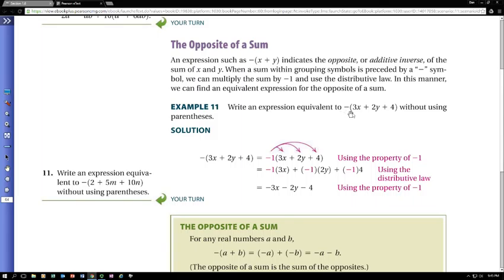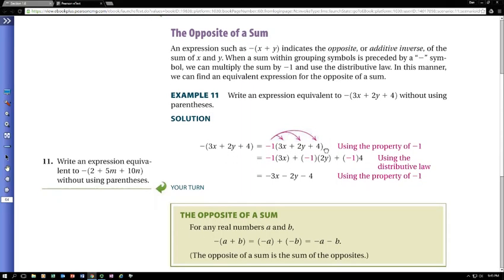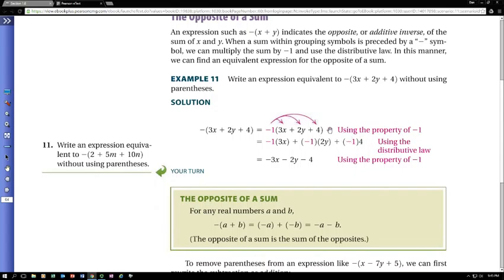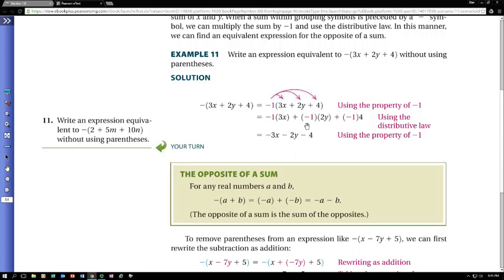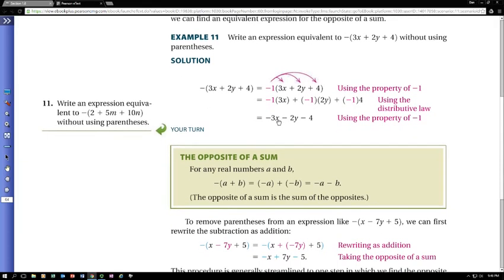So when we see a negative of a parentheses, you should put in there negative 1 times whatever's inside, which sets up this property of negative 1. That means I can distribute that, and I'd end up with negative 1 times each term in that addition, and I'd end up with negative 3x plus negative 2y plus negative 4. And I would leave it that way rather than convert to subtraction.